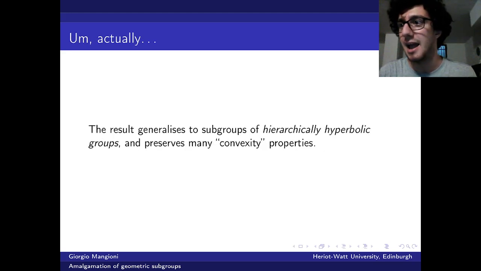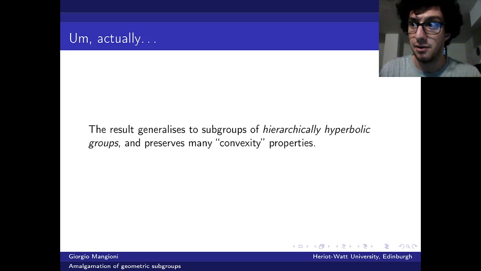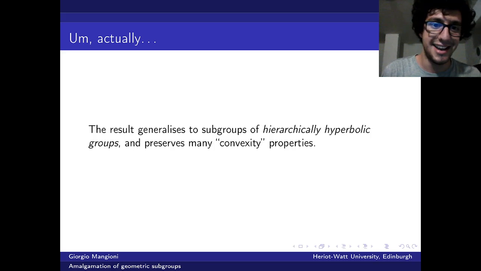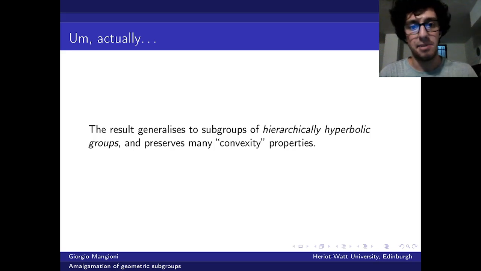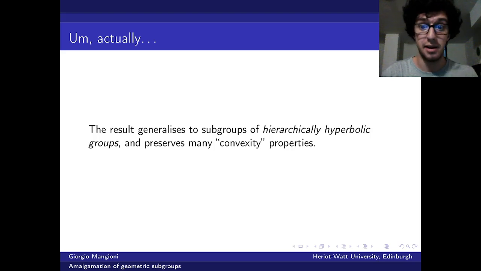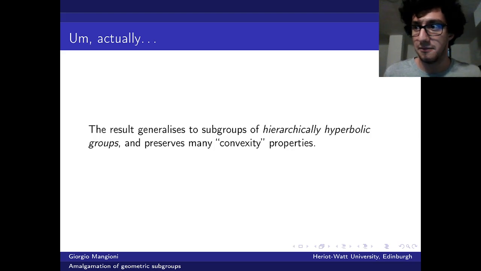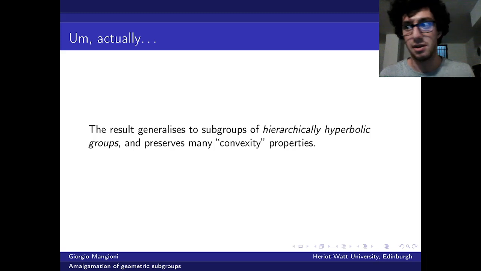Well, I have to say, for who knows what I'm talking about, that this result is actually quite more general and applies to subgroups of hierarchically hyperbolic groups, which include mapping class groups but are quite a wider class, including, for example, right-angled Artin groups, a lot of Artin groups, fundamental groups of three-manifolds, for example.